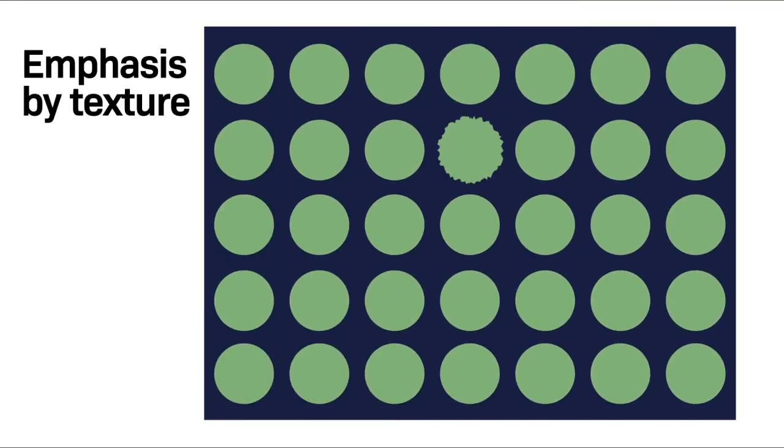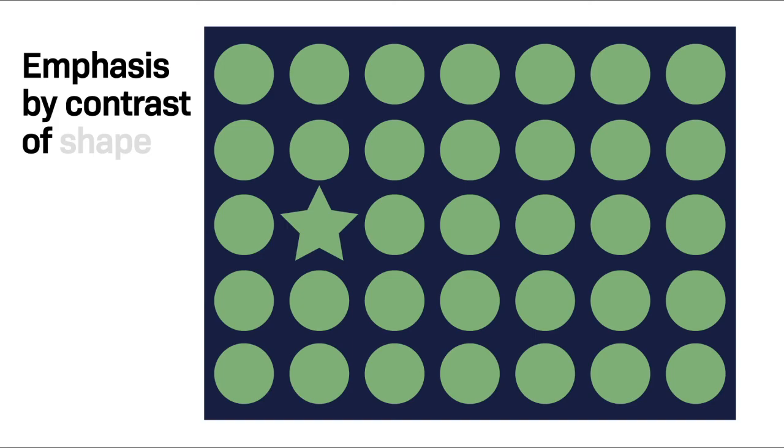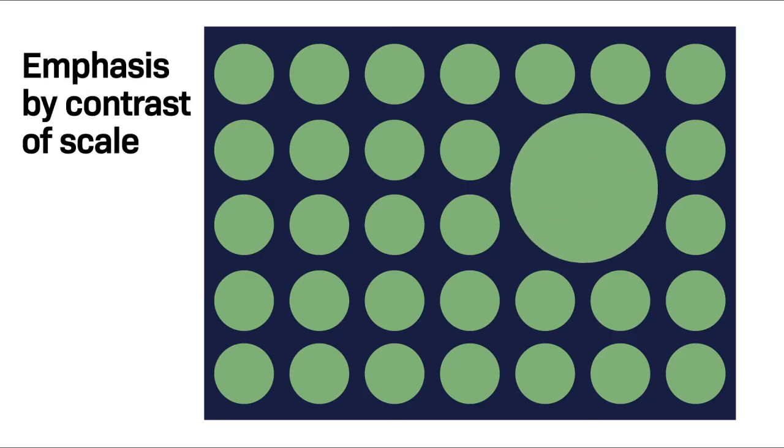Texture works as well. The shape with the rough edges stands apart as different than the rest. Contrast of shape works also. The star stands out. Even contrast of scale seems to create emphasis.